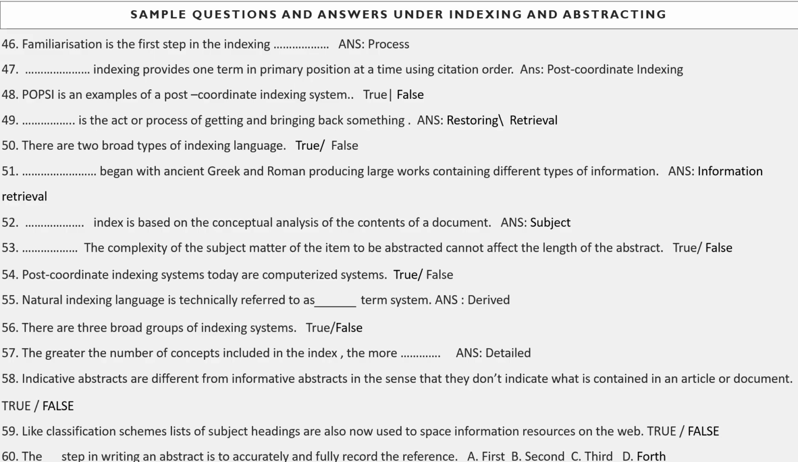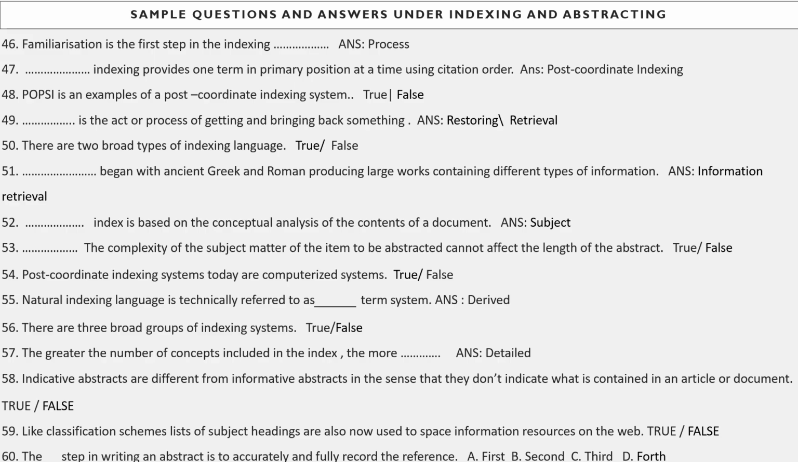And the question number 51, the correct answer is information retrieval, and that's written in there. Question number 52, the correct answer is subject. It is created by analyzing the concepts or ideas in the document and then representing them alphabetically in the index.